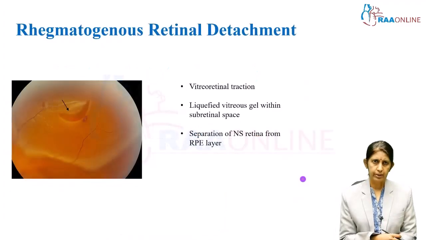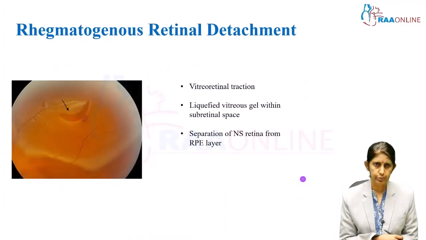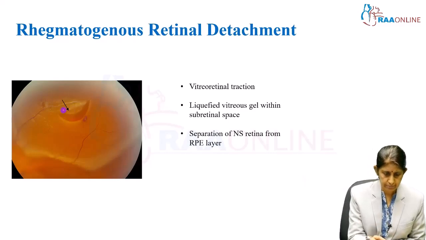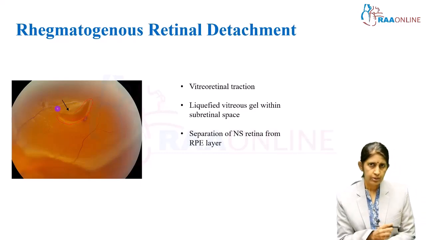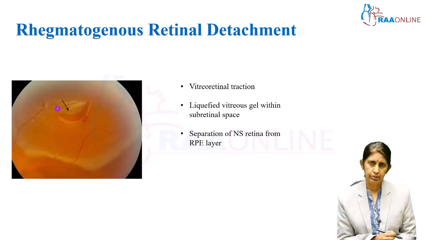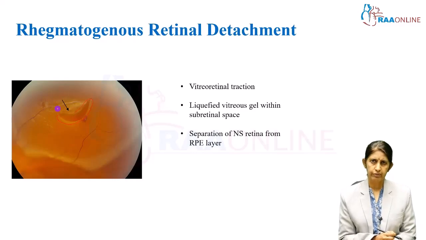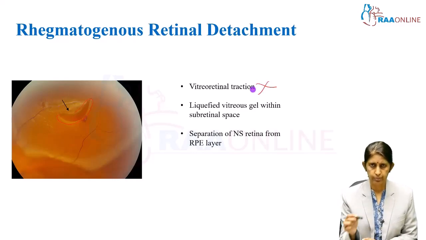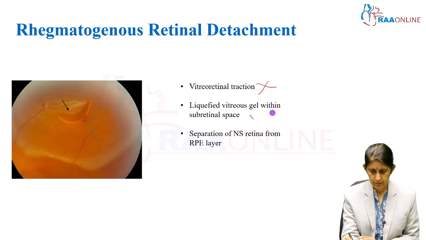So first we'll talk about rhegmatogenous retinal detachment. You can see this picture here. The patient has very clearly a retinal break. This is a retinal break. You can see the outline of the break very clearly. In this rhegmatogenous retinal detachment, usually vitreoretinal traction is not one of the most important things we need to consider, but we have to consider this as an important factor.